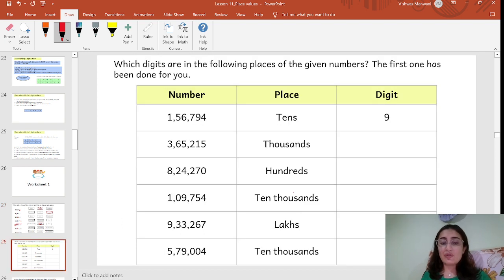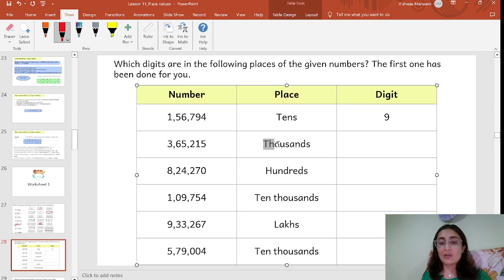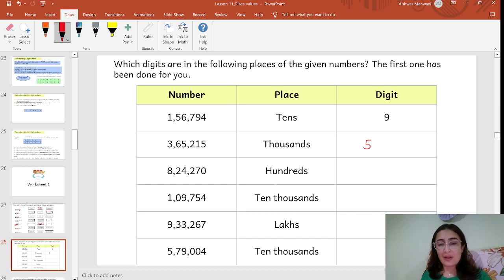Now again we have to write the digits at the place value which is given to us. Here the place value that is given to me is thousands. Can all of you tell me what is the digit at the thousands place? Yes, it is 5. Similarly, let's take a bigger question here. If you see 10,000, my digit at the 10,000 place is 0. Now can you tell me what will be the place value of this 0 at the 10,000 place?